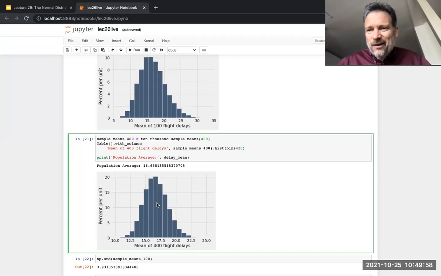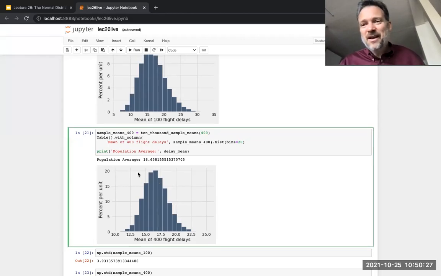More clumped is better. Clumped is good. The estimate is more accurate. Yeah, clumped means the sample means are closer to 16.5. They're closer to the population average, the true value that, in practice, we won't know, that we're trying to estimate. Clumped is good. Clumped means my estimate is more accurate.